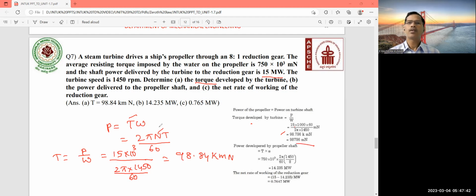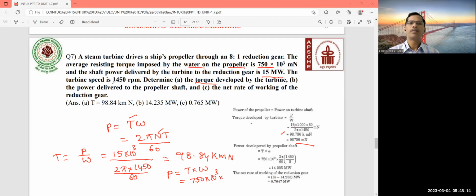Once this is known, the second thing is the power delivered to the propeller shaft. That is also power equal to torque into omega. So what is here? The torque imposed by the water on the propeller. When it comes to the propeller, the torque is given. That particular torque is 750 into 10 cubed, and omega is 2 pi n divided by 60.